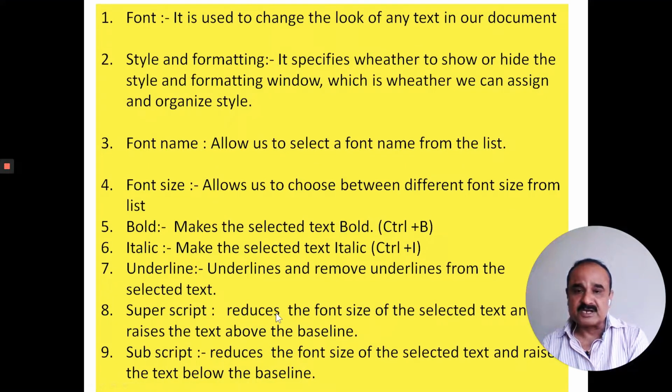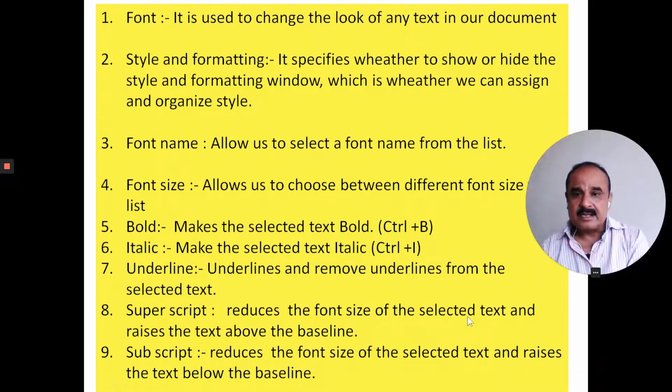Superscript reduces the font size of the selected text and raises the text above the baseline. For example, a square, b square. These are examples of mathematical notation and examples of superscript.